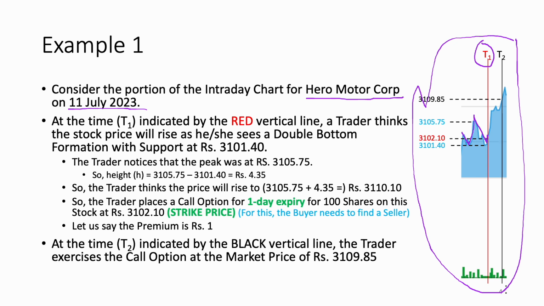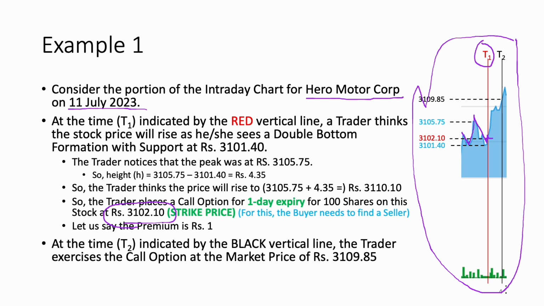So let's say at time T1, he makes the decision and says that I will make a call option at a strike price of 3102.10. Basically what has to happen is that for the price the buyer proposes, he has to find a seller who will agree to that price. So let's say the buyer finds a seller who agrees to a strike price of 3102.10 rupees for the Hero MotoCorp stock at time T1.